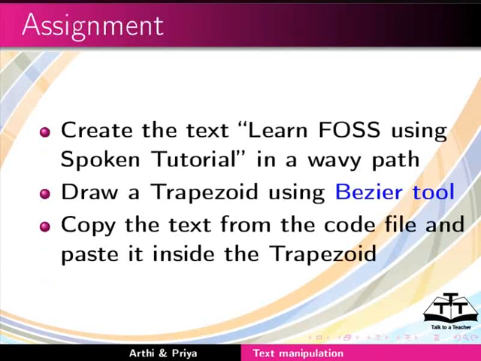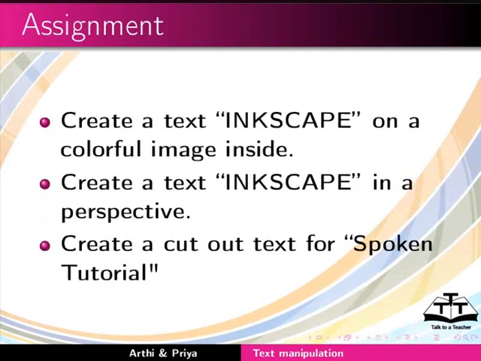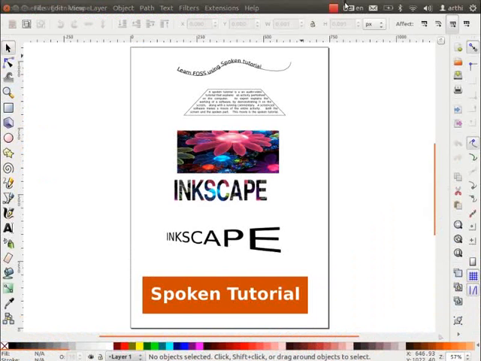Here are a few assignments for you. Create the text Learn Force using spoken tutorials in a wavy path. Draw a trapezoid using Bezier tool. Copy the text from the code file and paste it inside the trapezoid. Insert the text Inkscape on a colorful image. Create the text Inkscape in perspective. Create a cutout text for spoken tutorial. Your completed assignment should look like this.